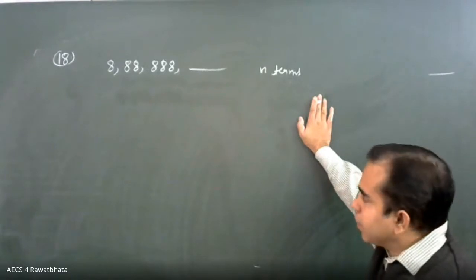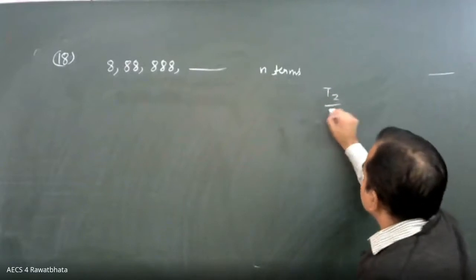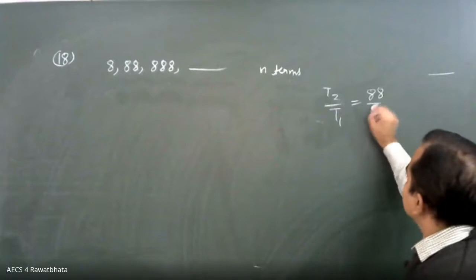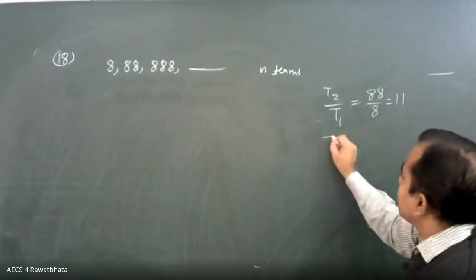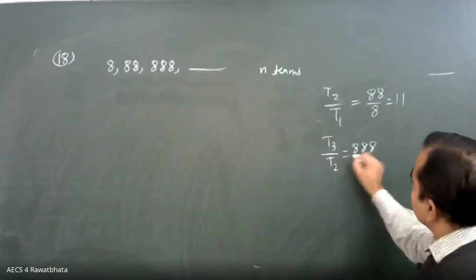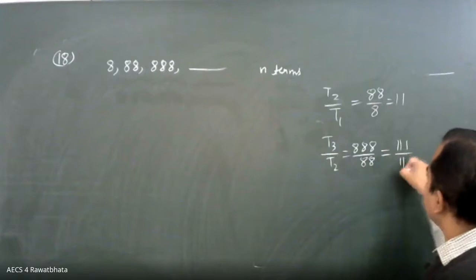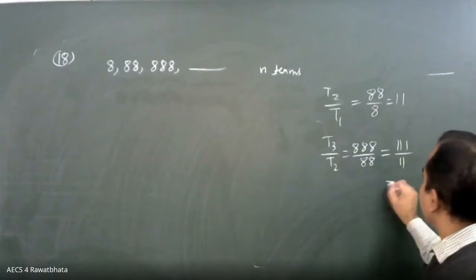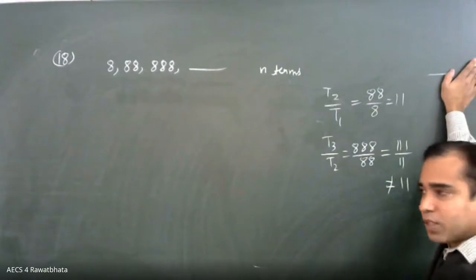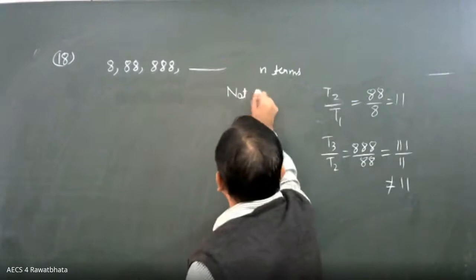Check करें, ratio निकालते हैं. Term 2 upon term 1, how much here? 11 it is. And term 3 upon term 2 कितना यहाँ पे? Triple 1 upon 11. And this is not the same as 11. Am I right? Correct. It's not a GP. The notable thing is that it is not a GP.